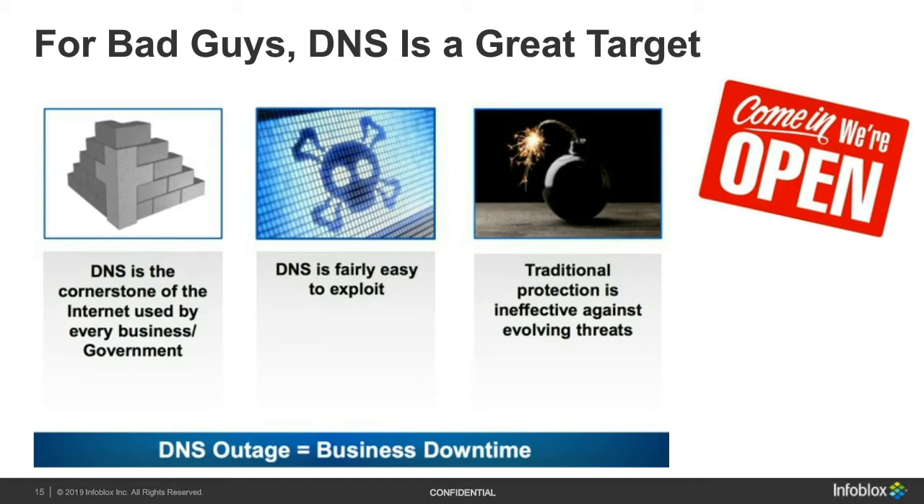Like I mentioned, bad actors love that openness. They love that easy way in to propagate malware, and they love that easy way out to exfiltrate sensitive data. And like I mentioned, traditional perimeter protection is often ineffective against these evolving threats. So even the most security savvy organizations have gaps in their security. One such gap is often DNS, which we call the DNS blind spot.